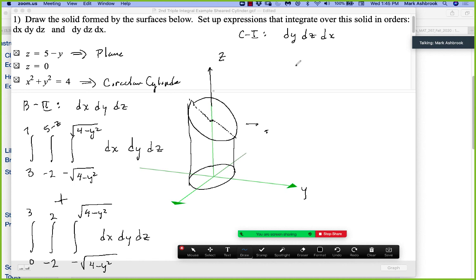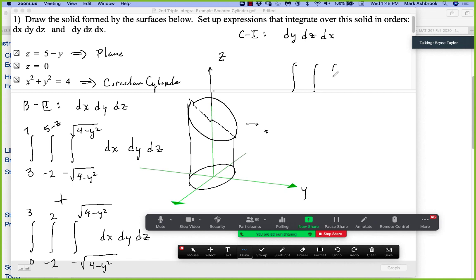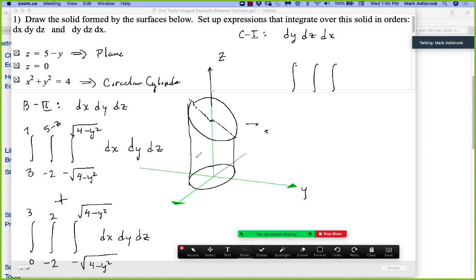So here we go. What's the left side of this thing? Negative square root of 4 minus x squared. Good, right? It's the circular cylinder solved for y. So y equals the square root of 4 minus x squared, actually plus or minus. So the left side is going to be the negative square root.